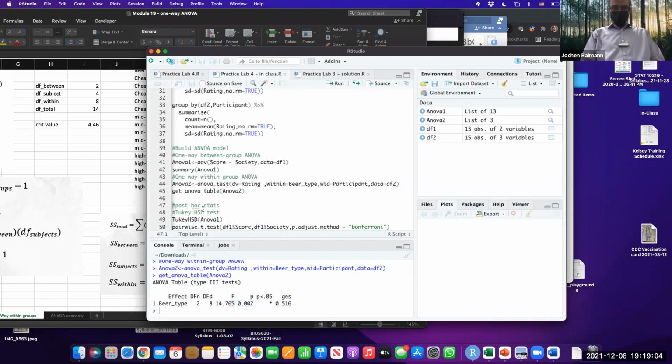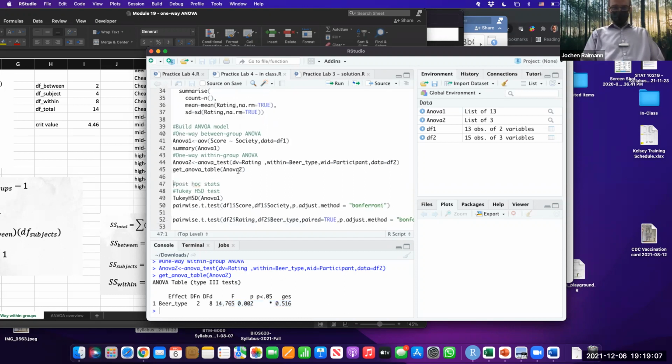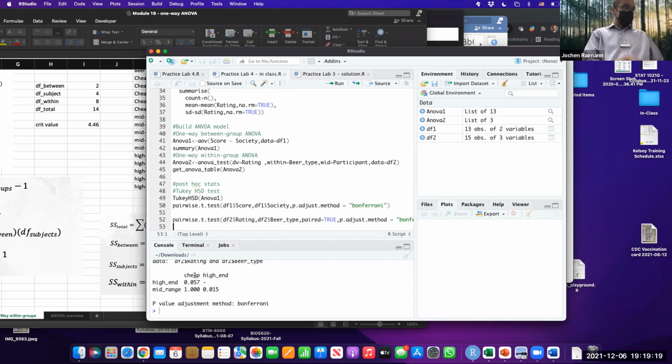So we have this essentially done, and now we can do pairwise t-testing, since we found a significant difference, and this is the Bonferroni. So now we have to confirm our thinking that Sam Adams is a better beer than Budweiser, which is quite obvious. So we have cheap versus high end is significant with a p-value of 6%.